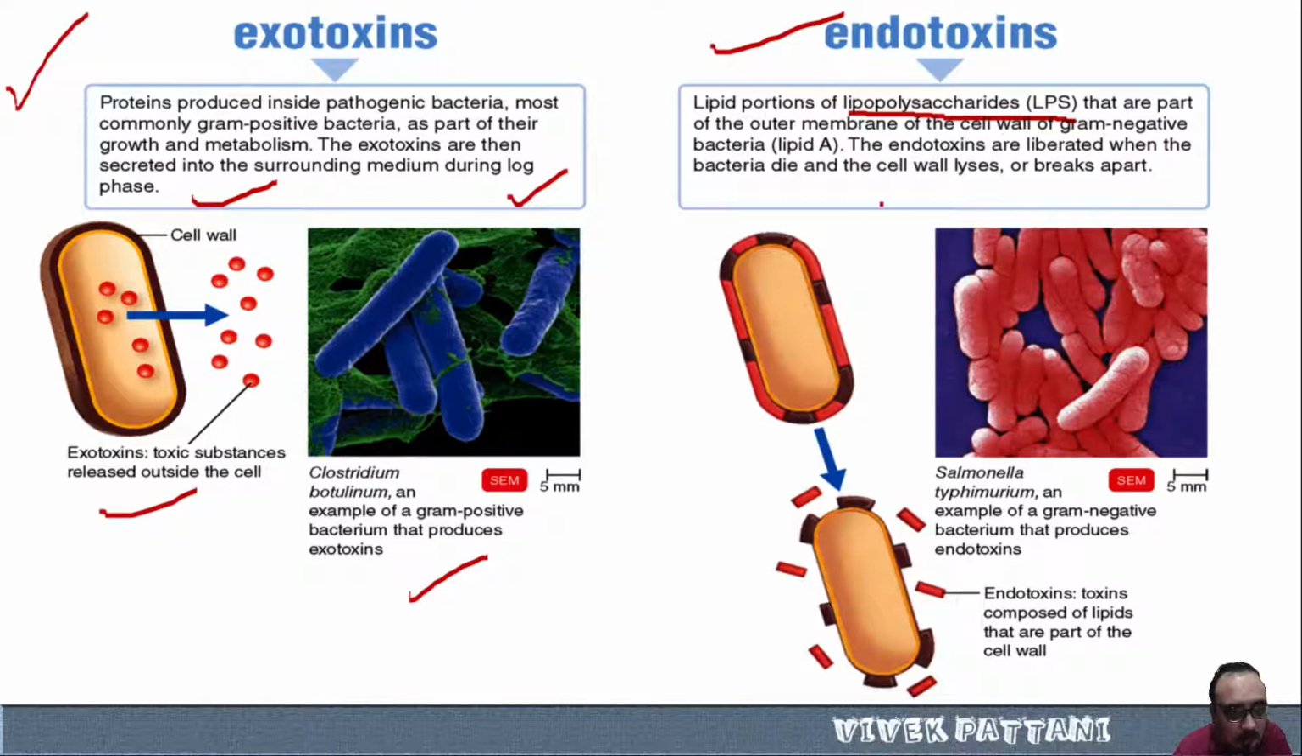They are the lipid portions of the lipopolysaccharide that are part of the outer membrane of the cell wall of gram negative bacteria, also known as lipid A. Endotoxins are liberated when the bacteria die, or the cell wall lyses, or the bacteria breaks apart.